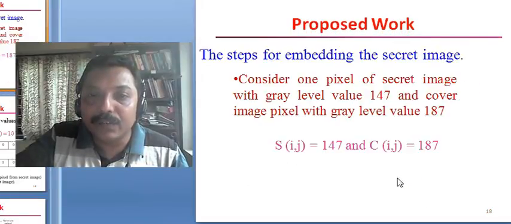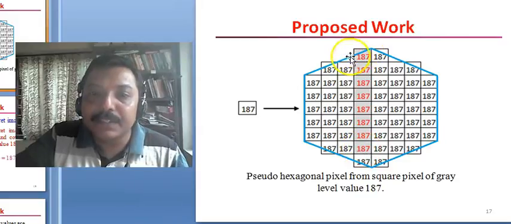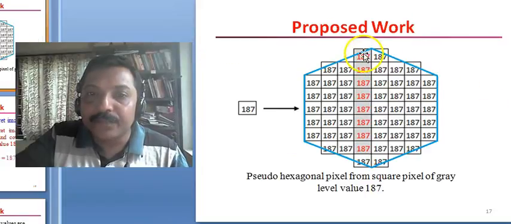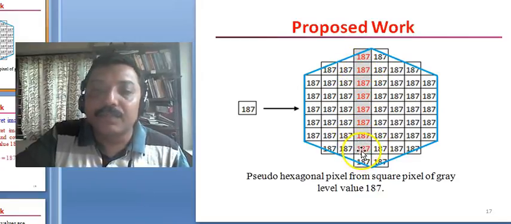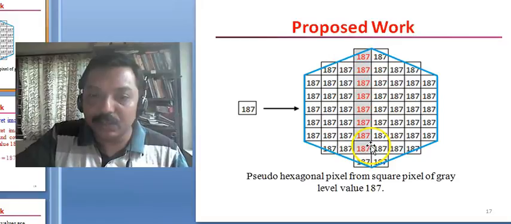So I would like to say that we are using 1, 2, 3, 4, 5, 6, 7, 8 subpixels of this column for hiding each bit of the secret image. That is, the first bit of the secret image is hidden into the first bit of the first subpixel, and the second bit of the secret image is hidden into the first bit of the second subpixel, and finally the 8th bit of the secret image is hidden into the first bit of the 8th subpixel in this particular column.